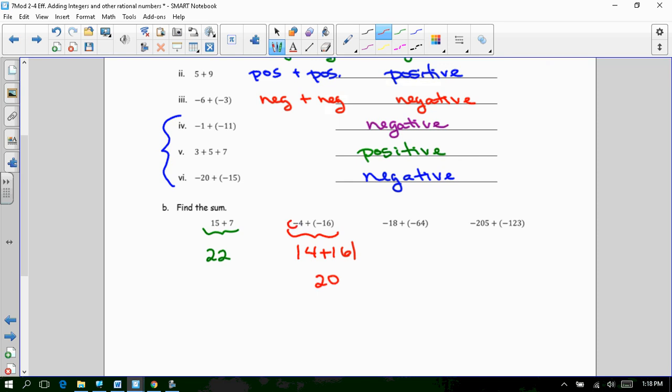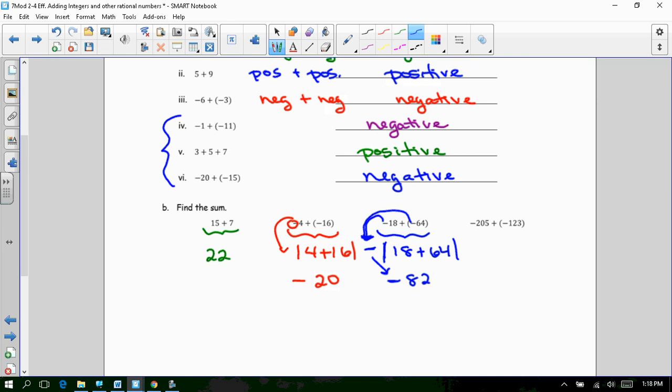And then just take that negative that's with it and bring it along. Okay? So just look at it. They're both negative. That third one there, they're both negative. So what you're going to do really is you're just going to add 18 plus 64. You're just going to add those and bring the negative out front, right? That negative comes out front. 18 plus 64 is 82. And because there's that negative out front, it stays there.